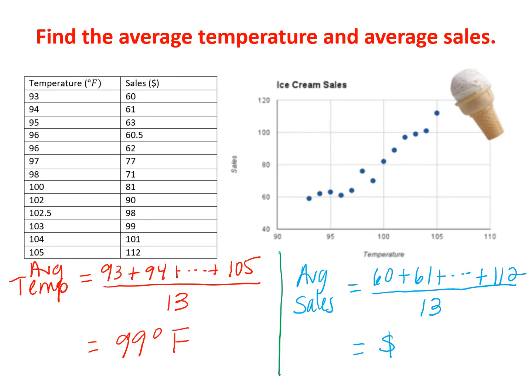So I came up with, again, rounded to the nearest cent, $79.65. So average temperature is 99 degrees for this data set. The average amount of sales was $79.65.